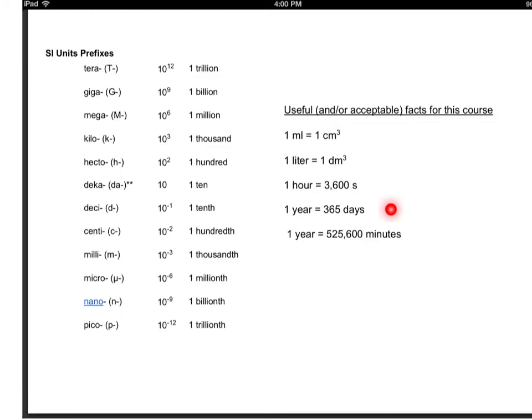Although it's not technically true, I'm going to say that it's sufficiently true that in this course I'm going to allow us to say that there are 365 days in a year, and that consequently we can indeed use the 525,600 minutes. That's okay as well, even though, yes, technically there are a little more than 365 days in a year, which makes this completely false as well. But again, for our purposes, that will be acceptable. So feel free to use those facts to your liking.